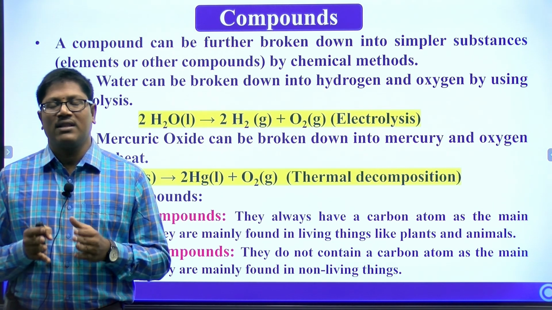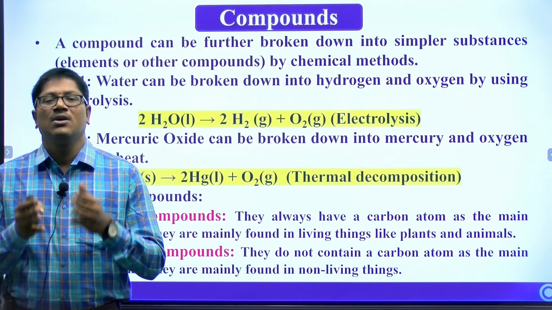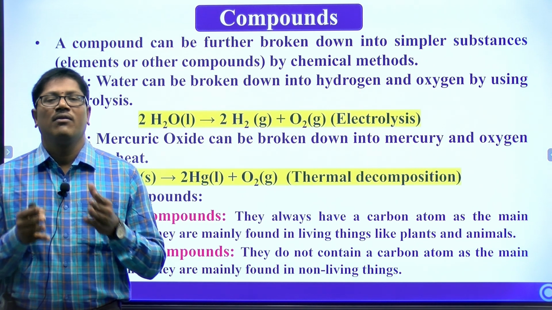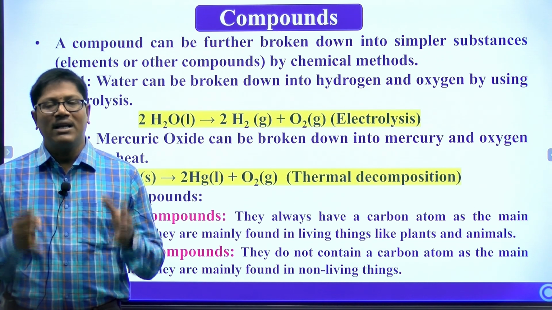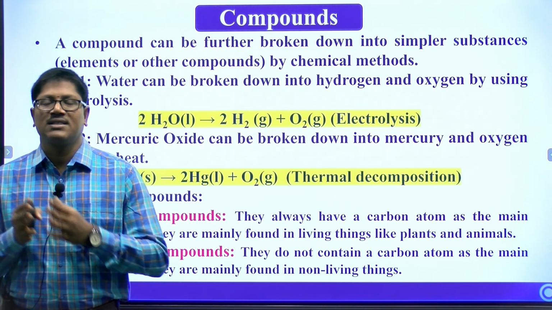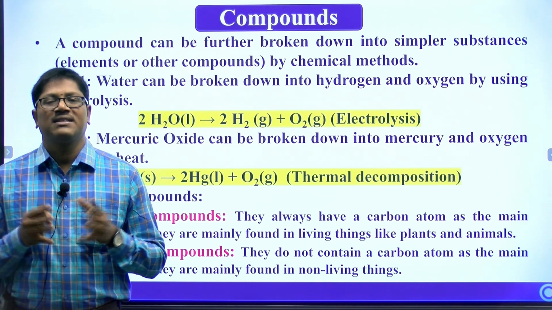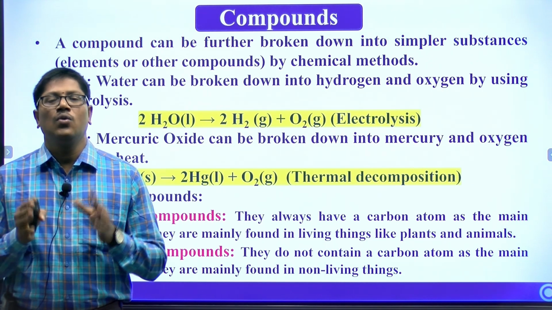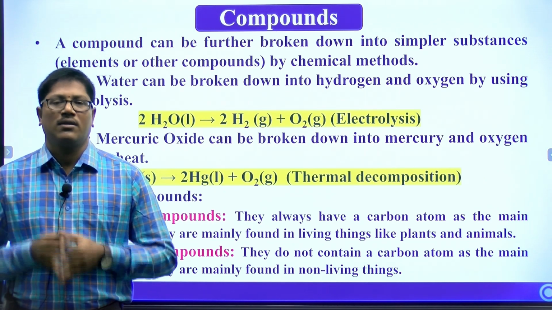A compound can be further divided into its simpler substances, that is elements or compounds, through chemical methods or physical methods. For example, if you take water, water can be broken down to hydrogen gas and oxygen gas by using the method known as electrolysis. By supplying electricity, water, which is H2O, can be broken down to two gases, H2 and O2, in the volumetric ratio of 2:1.